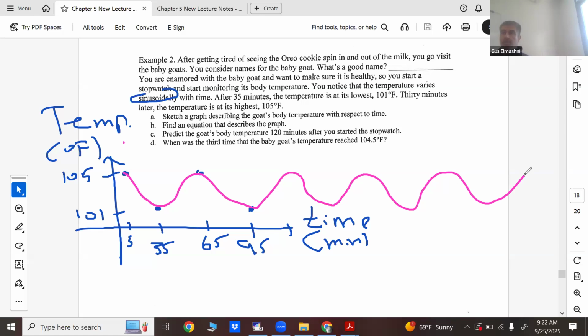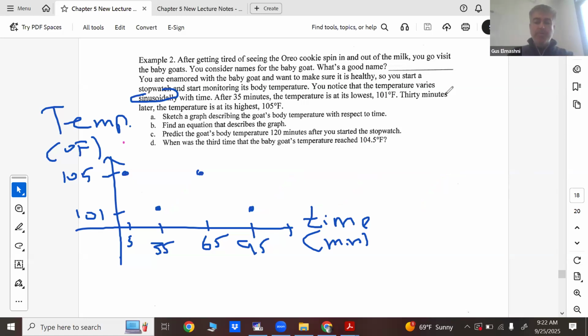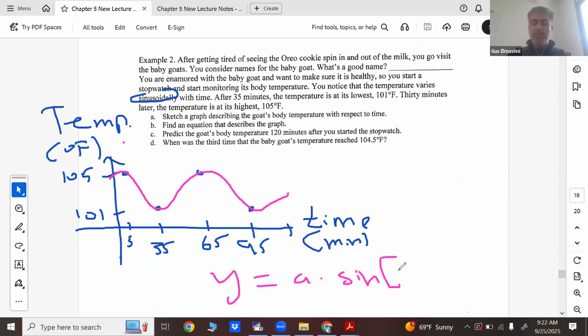We've done that before, actually, in other problems, but now we're doing it in the context of a word problem. Your goal is to write an equation for that graph and then answer the other questions based upon that equation. Now, when you write an equation, we know generally sine looks like this, right? A times sine bracket B x minus h plus k.